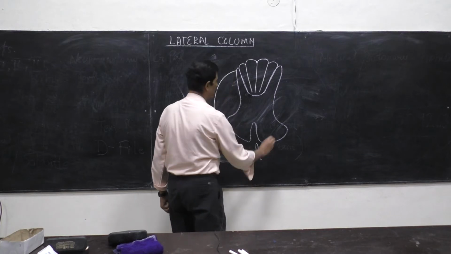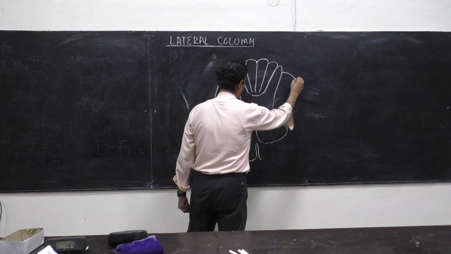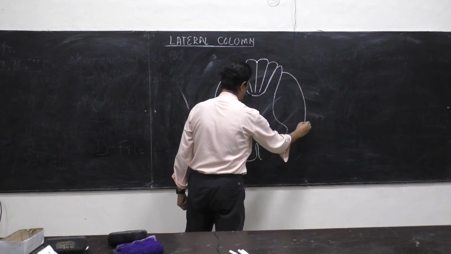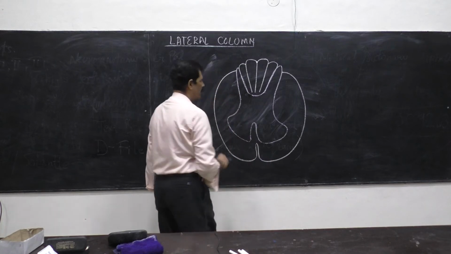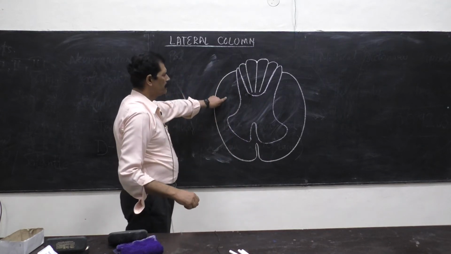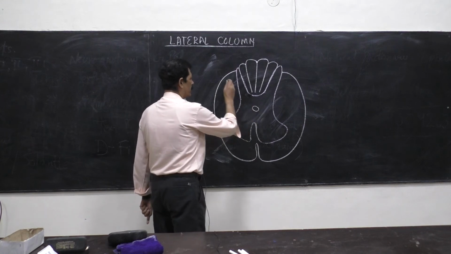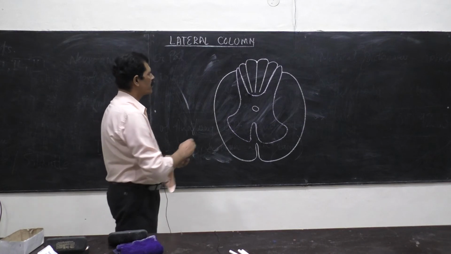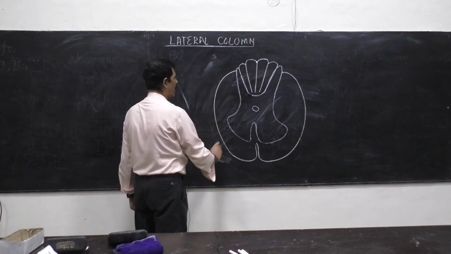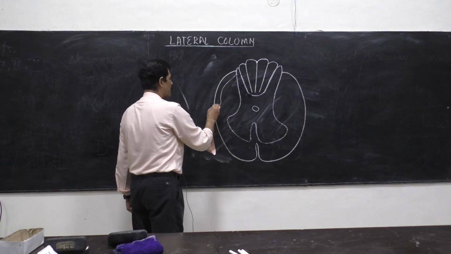anterior median fissure, and from here again the lateral column of this side, and you complete the spinal cord diagram like this. So this is the lateral column. So here are also present the tracts, the ascending and descending fibers. So at the peripheral part there are two types of tracts.